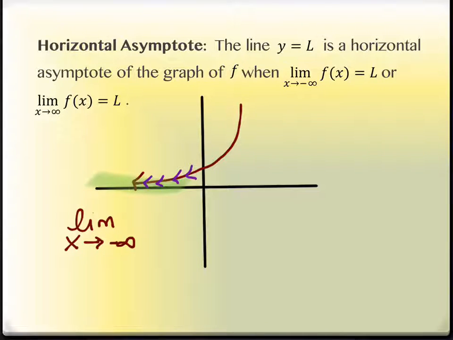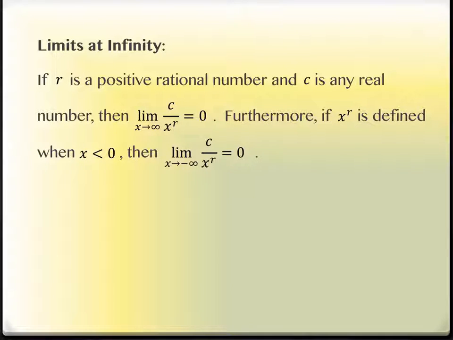And we have one more theorem. If r is a positive rational number and c is any real number, then the limit as x approaches infinity of c, that's a number, over x to the r is equal to 0. So anytime you have something in the form of a number over x to a power, as x goes to infinity, that limit is 0. And as x goes to negative infinity, that limit is 0 as well. So it has that same sort of picture that I drew back here.